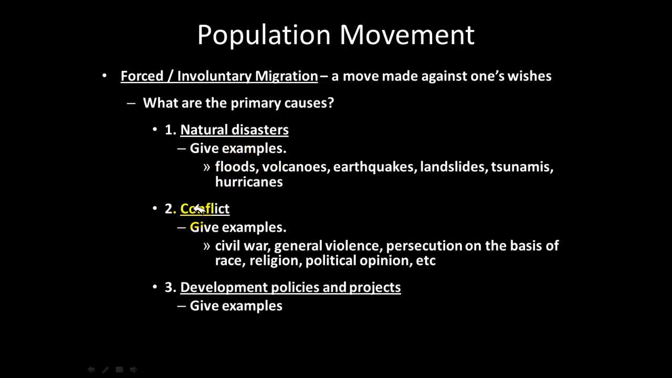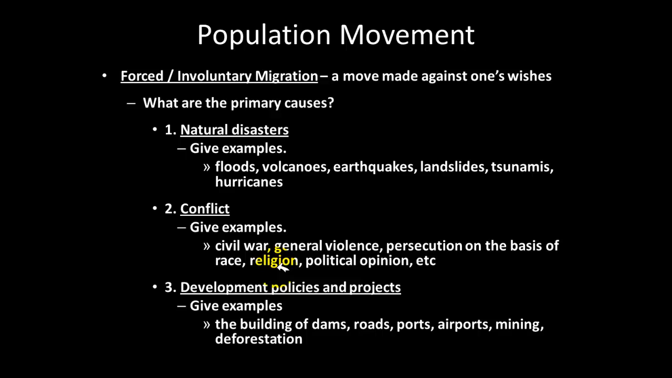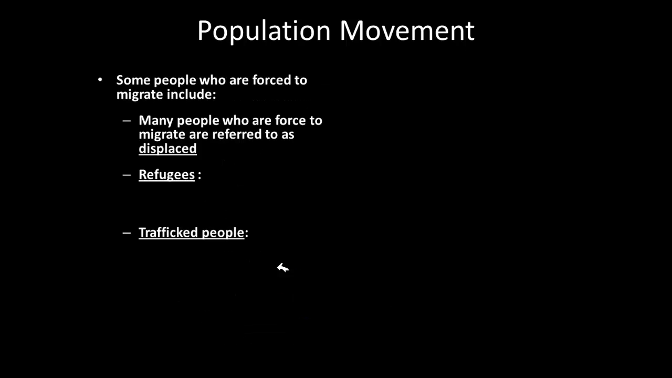Wars. In countries where there are a lot of wars, people leave because it's just not a safe place to be anymore. And different types of developmental policies and projects, where people's homes are being destroyed. I think I used the example in the movement video of public housing being destroyed, like in New Orleans or Chicago and the major cities, which would cause people to move. That is an example of developmental projects. So the building of dams, roads, ports, airports, mining, and deforestation can all be developmental policies and projects that would cause people to move. They're all examples of forced migration.